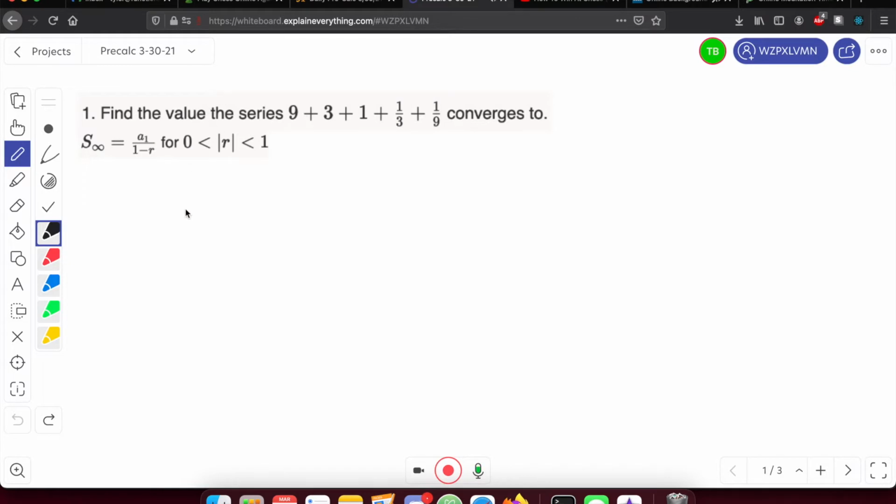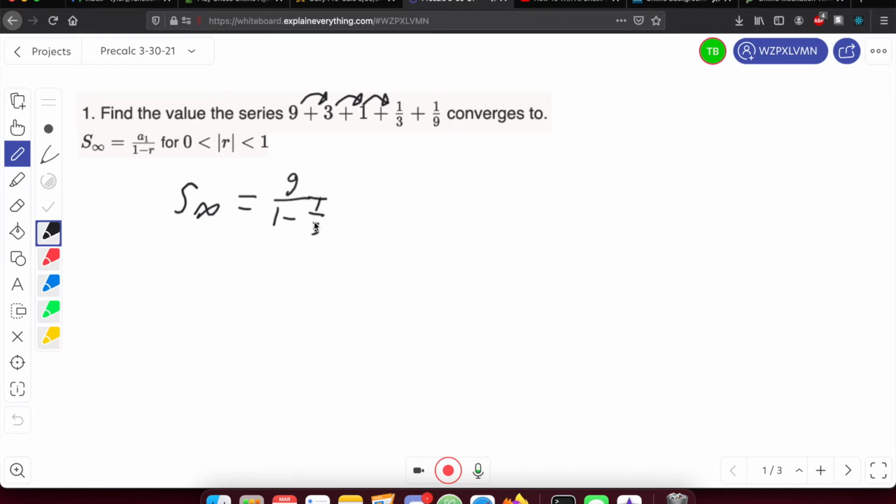9 plus 3 plus 1 plus 1/3 plus 1/9 converges to... We use the series formula, which states that s sub infinity is equal to a sub 1 over 1 minus r. What's a sub 1? A sub 1 is 9. It's the first term in the series. What's r? R is the ratio, so we can see that it's decreasing by 1/3 each time. So our r in this case is 1/3.